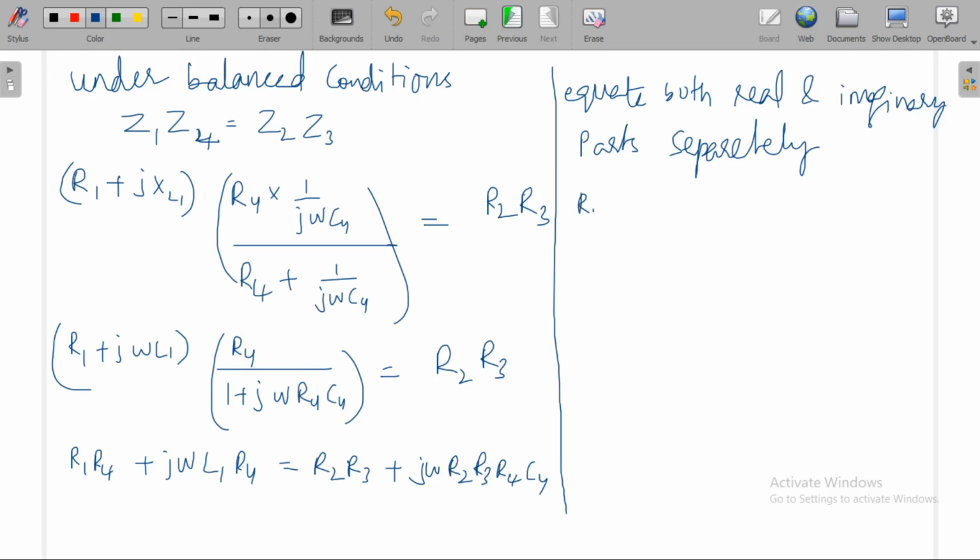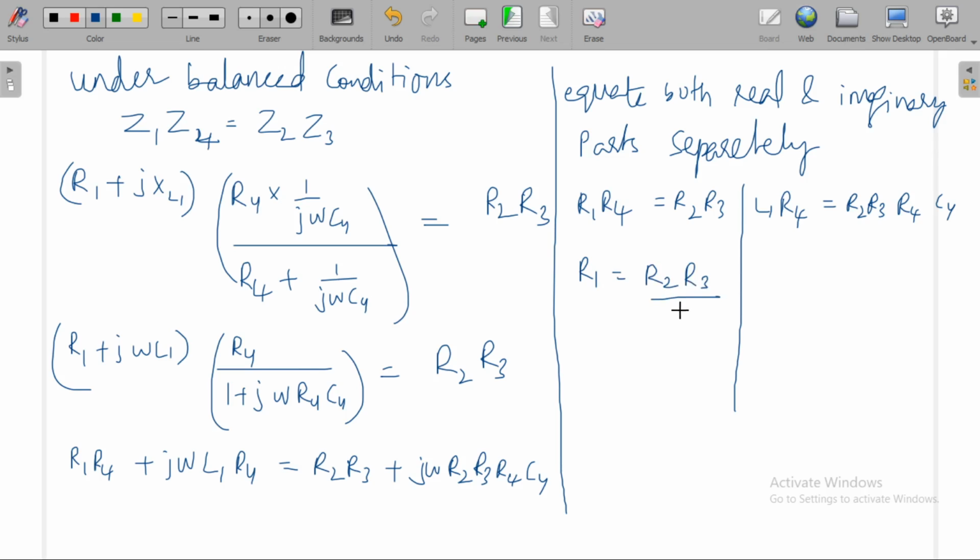Then you are going to get R1 R4 is equal to R2 R3. Equating imaginary parts, L1 R4 is equal to R2 R3 R4 C4. Then R1 is equal to R2 R3 by R4. Then L1 is equal to R2 R3 C4.